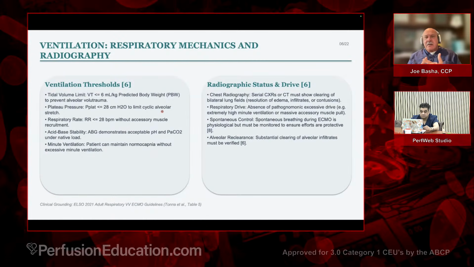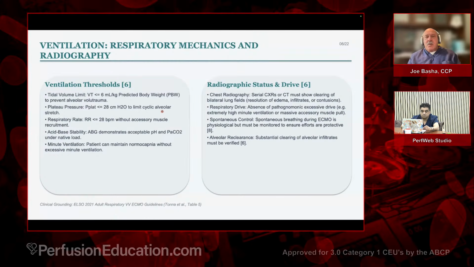Ventilator thresholds: tidal volume equal to or less than 6 milliliters per kilogram of predicted body weight. That's very important. Not actual body weight, but predicted body weight. That's key. Plateau pressures equal to or less than 28. And then respiratory rate equal to or less than 28 breaths per minute without accessory muscle recruitment. Again, when you see them belly breathing, that's a very bad sign. They're tachypneic, it doesn't look good. They're not going to be able to sustain that.